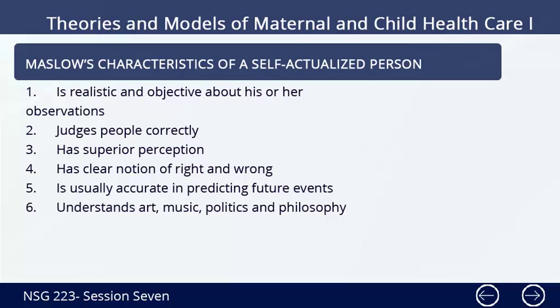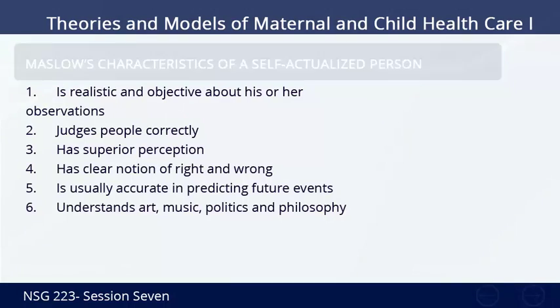1. Is realistic and objective about his or her observations. 2. Judges people correctly. 3. Has superior perception. 4. Has a clear notion of right and wrong. 5. Is usually accurate in predicting future events. 6. Understands arts, music, politics, and philosophy.